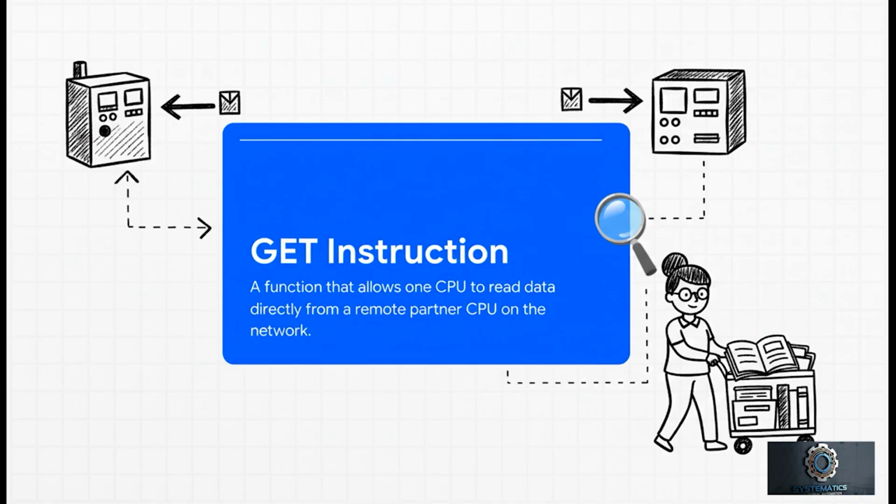I love this analogy. Think of it like going to a library. Your PLC writes down exactly what book it wants, hands the request slip to the librarian, that's the remote CPU, and the librarian goes and fetches it and brings it right back to you. It's a request, not a command. Simple, clean, and super effective.